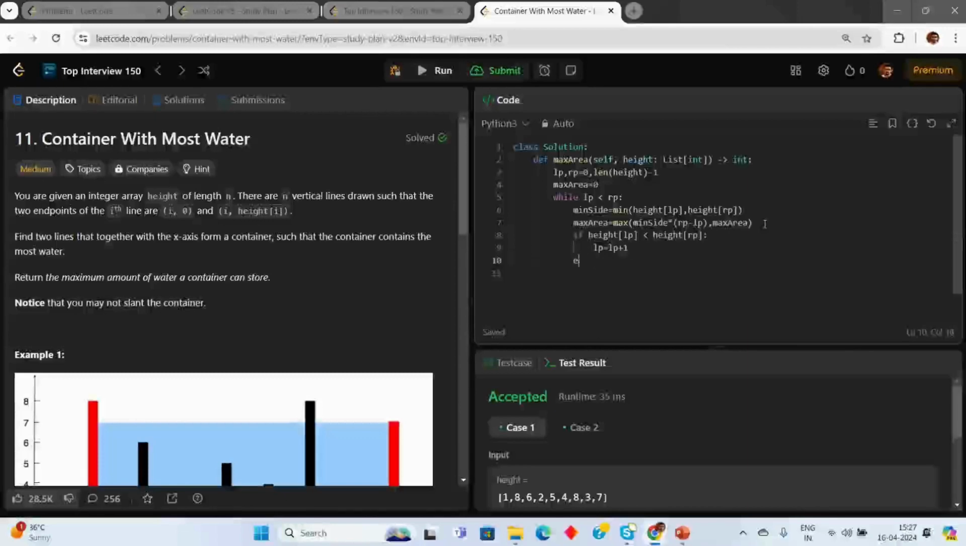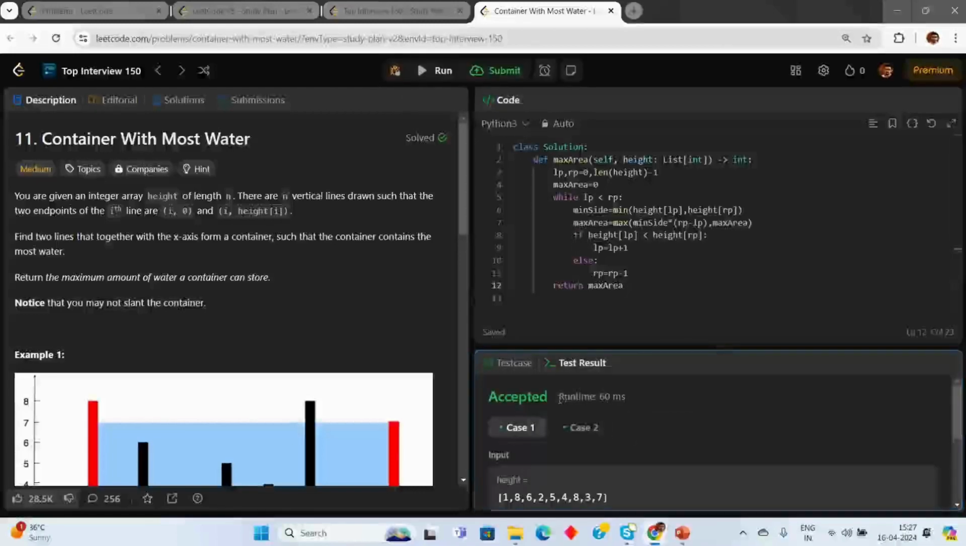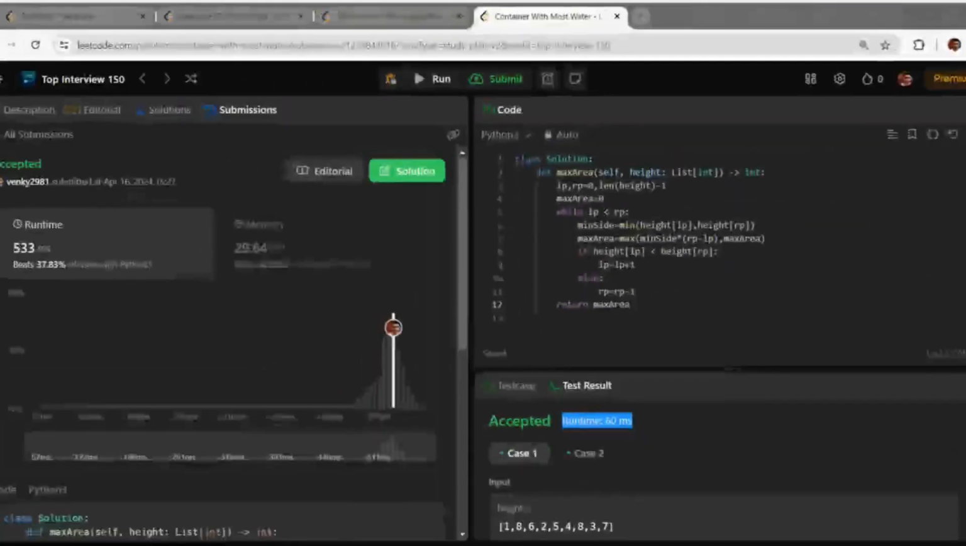So let's try running it. When we run it, we see all test cases have passed with a runtime of 60 milliseconds. And now let's try submitting it as well. When we submit, we can see the runtime is 553 milliseconds and the memory is 29 MB, and it is one of the best approaches to solve the problem. So this is the approach to solve the container with most water problem from the LeetCode. That is the optimal approach to solve the container with most water problem.